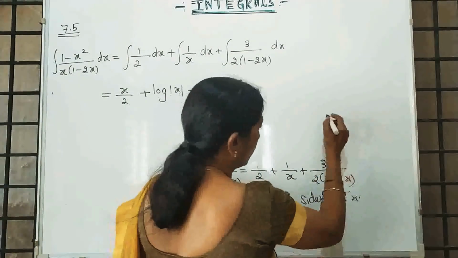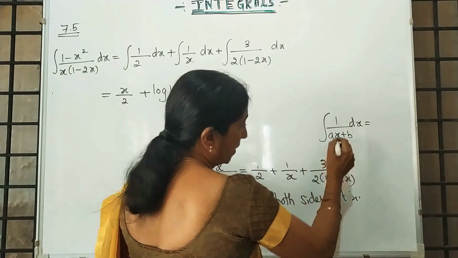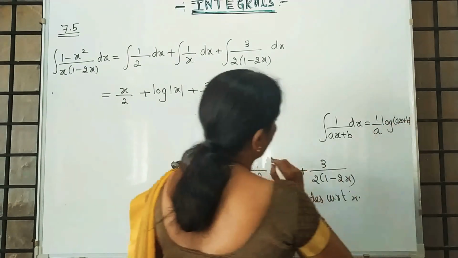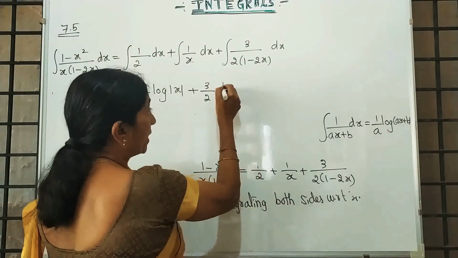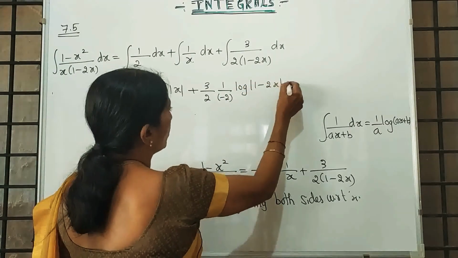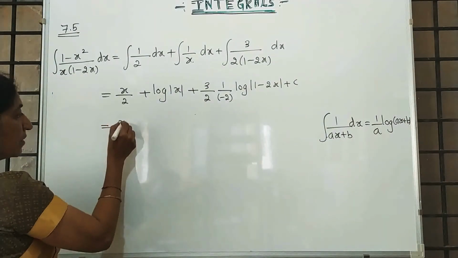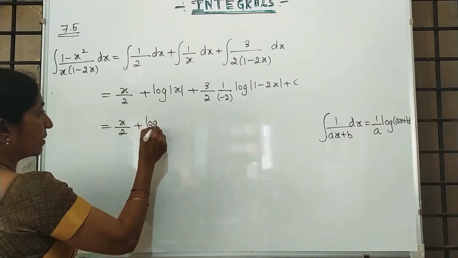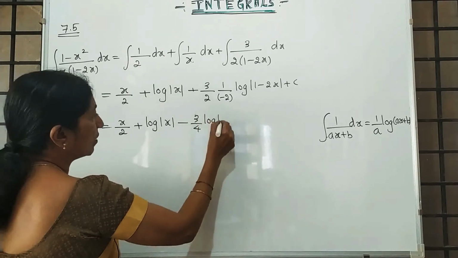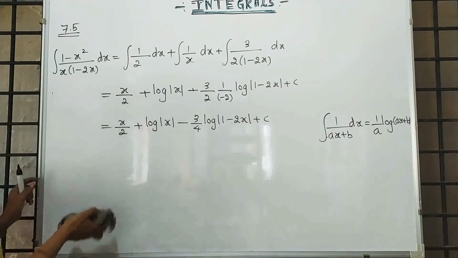Have you remembered this formula? 1 upon ax plus b. This I explained in the method of substitution. The x coefficient is a. It is 1 by a log of ax plus b. Here the x coefficient is minus 2. It is 1 upon minus 2 log of 1 minus 2x plus c. Now this will be written as x by 2 plus log x plus, into minus, it is minus 3 by 4 log of 1 minus 2x plus c.